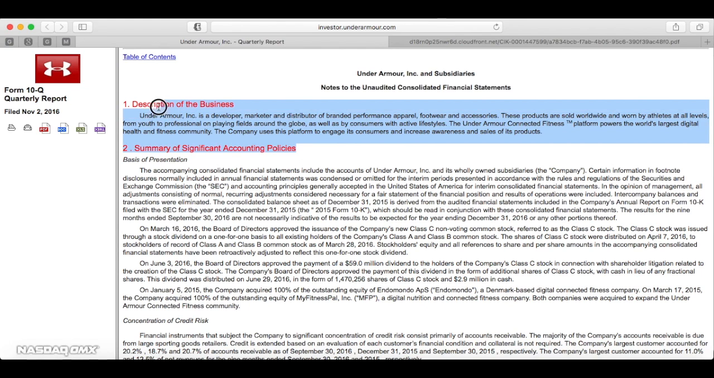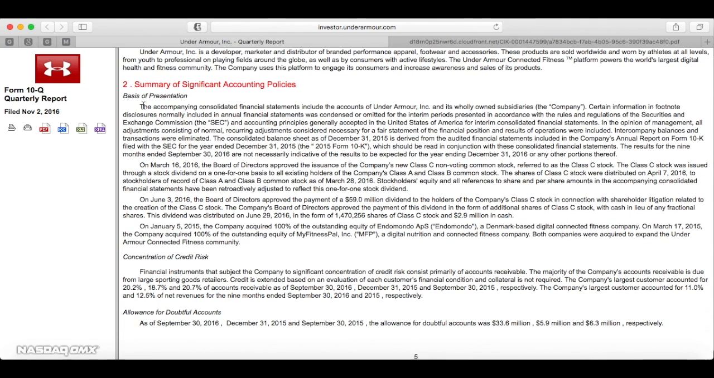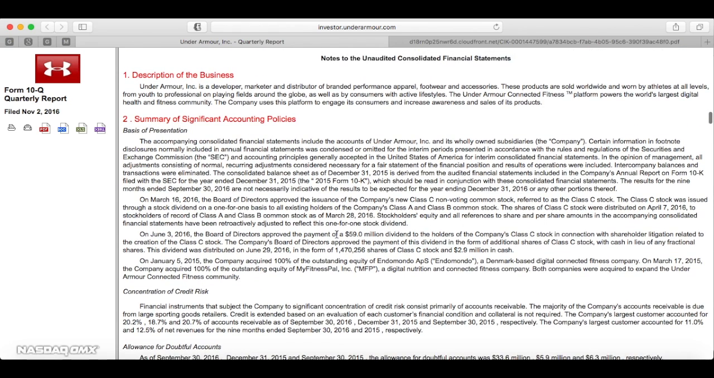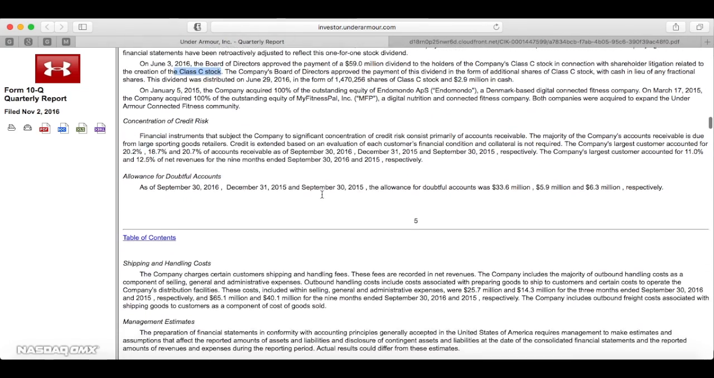This sometimes precedes the balance sheet. This sometimes precedes the income statement. So it's called a little bit of a summary of presentation. Here on Under Armour, they're giving you an idea in this class. There are different classes of stock here.